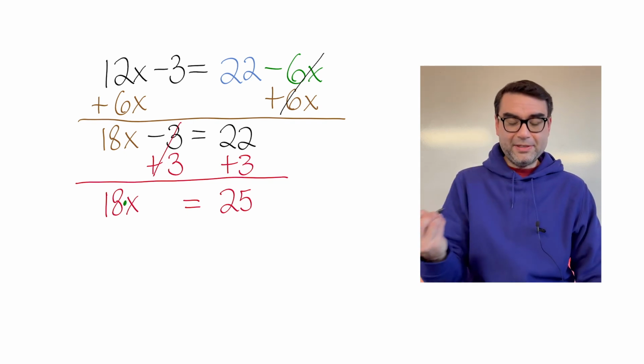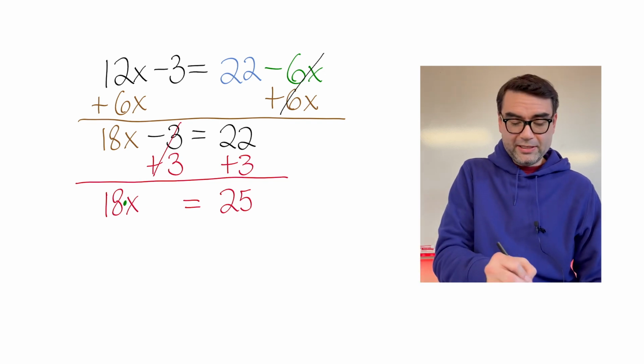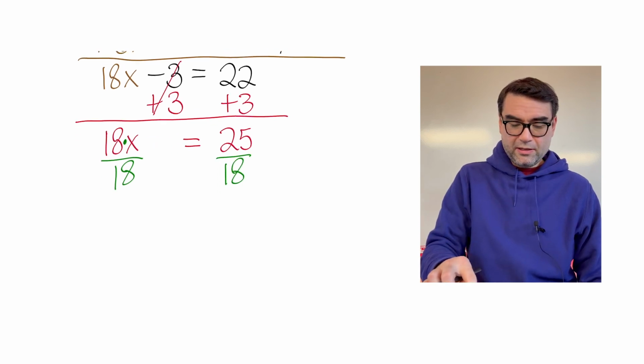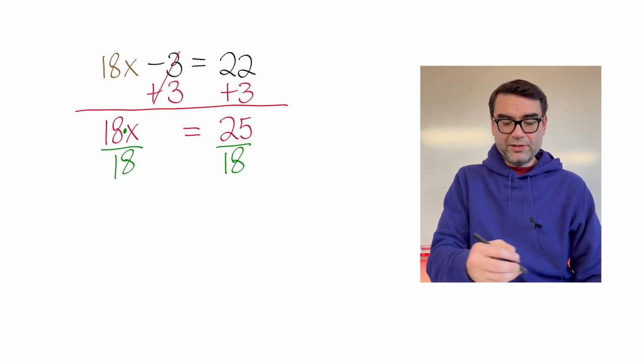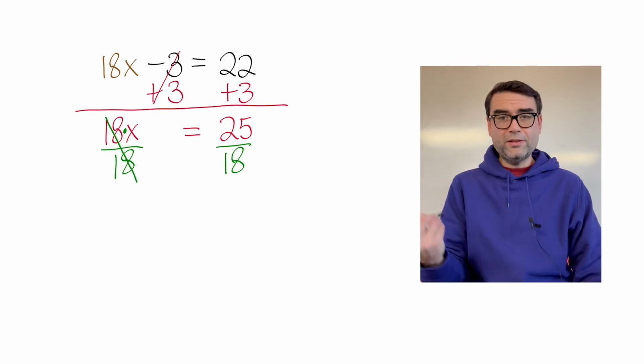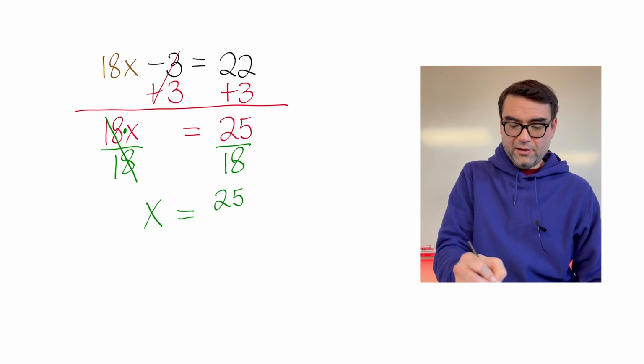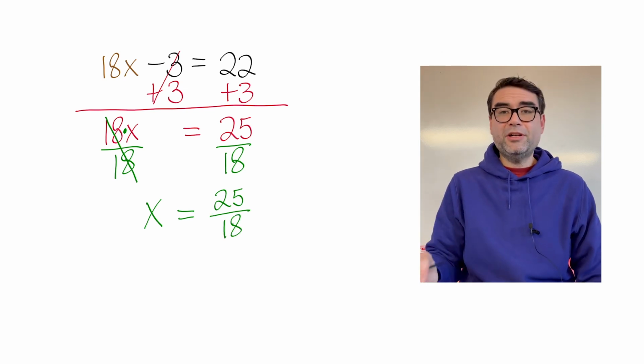If this is 18 times x, the inverse operation of multiplying by 18 is divide by 18. And if you divide by 18 on both sides, 18 divided by 18 is 1, so 1x, we'll just write x equals 25 over 18. So there's a few extra examples of solving equations.